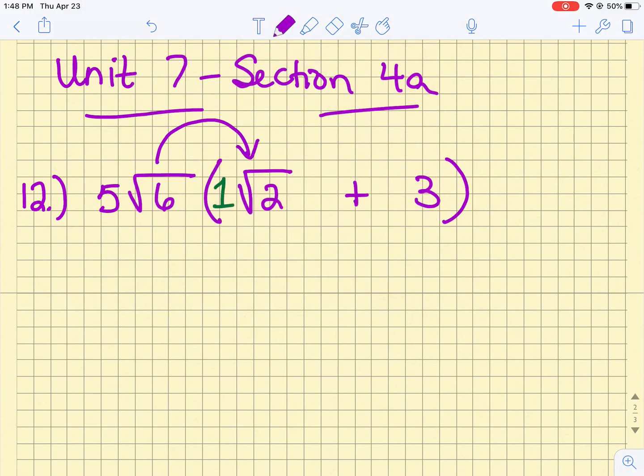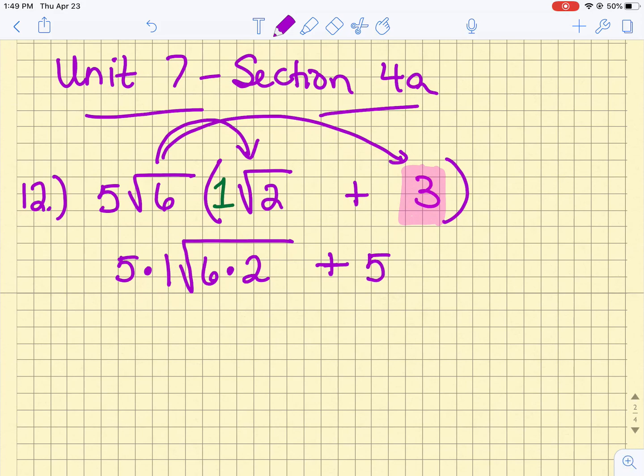So I'm going to multiply, I'm going to distribute. So outside times outside would be 5 times 1. And inside times inside would be 6 times 2. Okay? And then we have to realize that this 3 is an outside. Okay? And there is no inside. So when we distribute, we would do 5 times the 3 because it's on the outside. And then that square root of 6 is just hanging out on the end. Does that make sense so far?